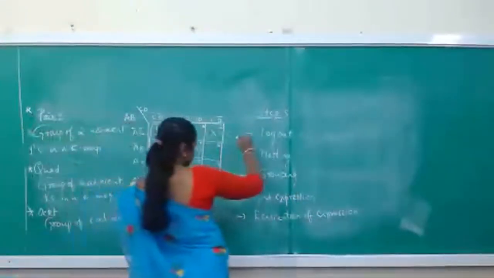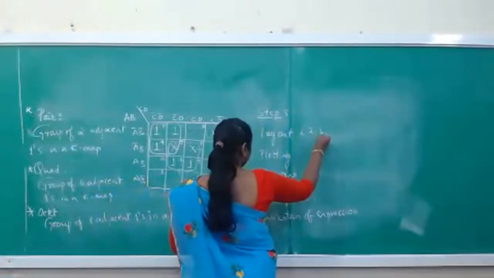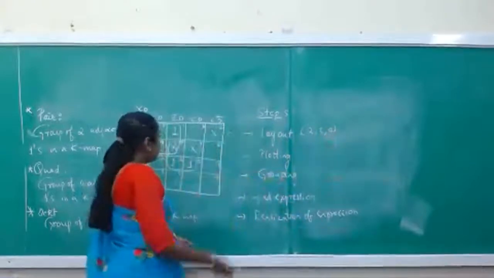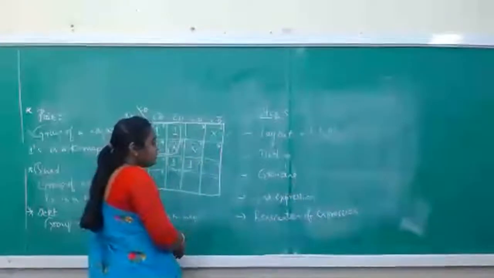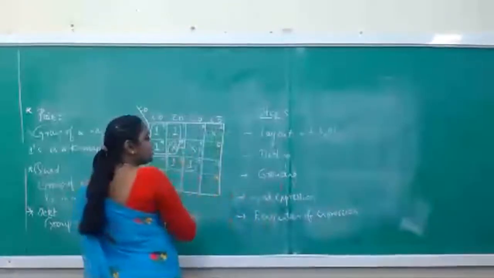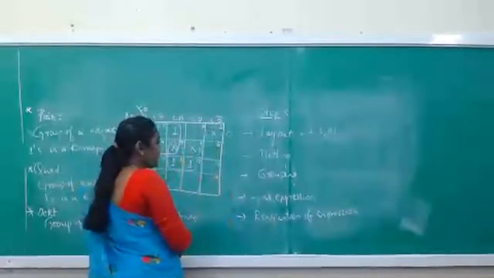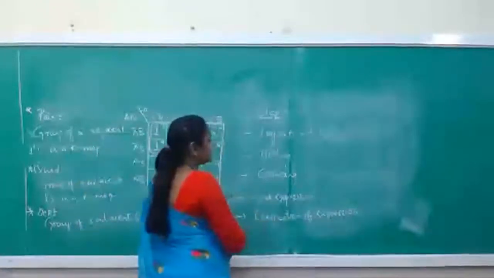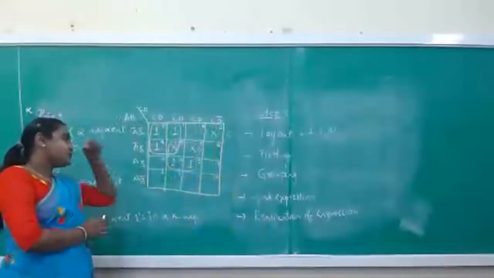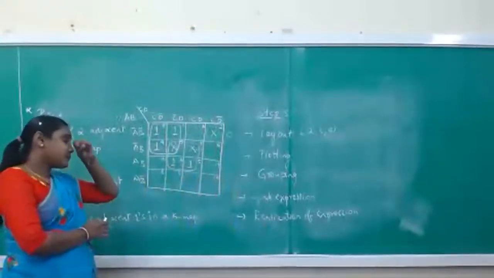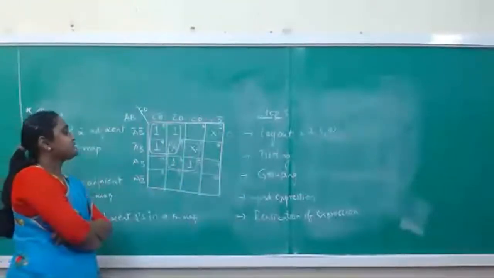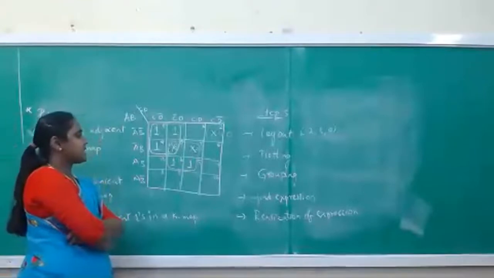Layout. You have studied layout for all 2, 3, and 4 variables, right? Then plotting inside the layout, how to plot, and then grouping, how to make the grouping of adjacent ones inside the K-map, and then finding the expression. Realization of the expression is left now. So this is the summary of how to perform simplification of any Boolean expression using K-map. These particular 5 steps have to be followed.